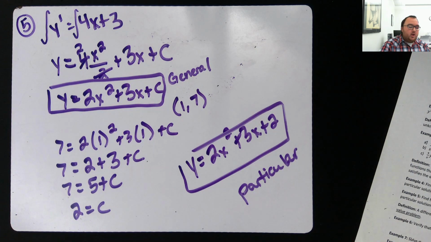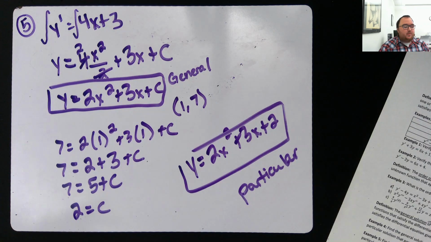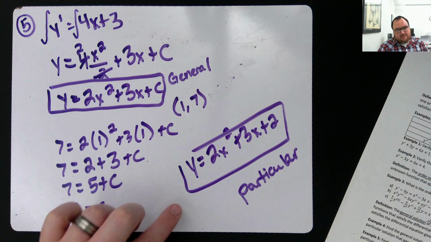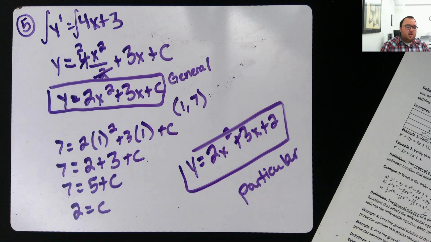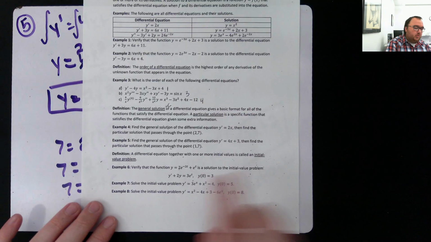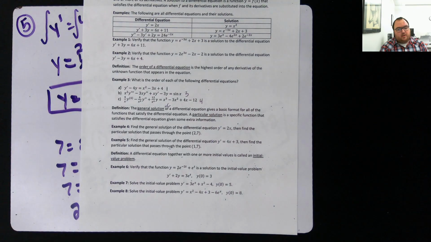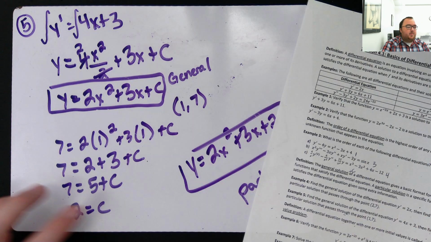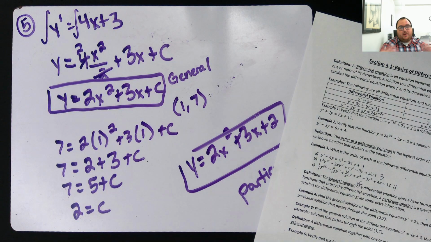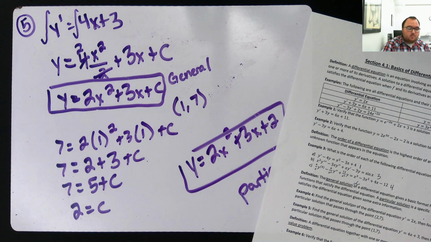All right, so another term I've got to know. It's kind of like finding the particular, but it's just another word. So the definition's right here. A differential equation together with one or more initial values is called an initial value problem. So basically, it's just like this, where it's going to give me a point, and I'm going to use it to find c, is what it means.